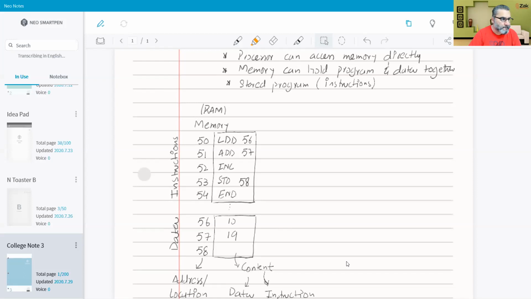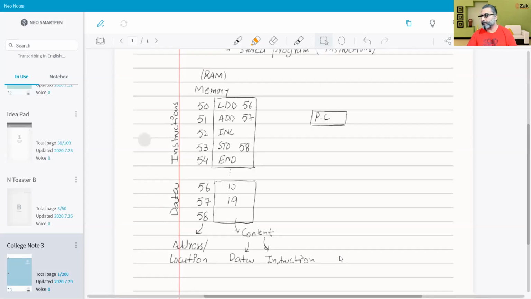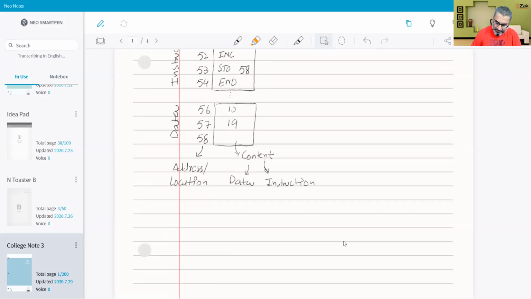Let's say we have got one register called program counter. Program counter register is basically a register which holds the address of the next instruction. It holds the address of the next instruction.